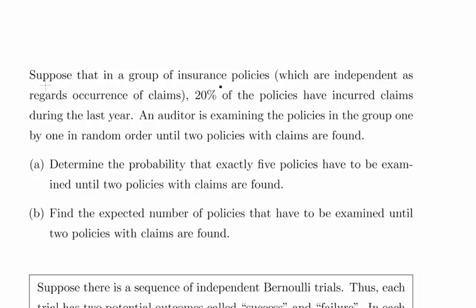So, suppose that in a group of insurance policies which are independent as regards occurrence of claims, 20% of the policies have incurred claims during the past year. So that's the probability of a success, P equals 0.2. Okay, and it's a Bernoulli trial. Yes or no outcome for a particular trial. An auditor is examining the policies in the group one by one in random order until two policies with claims are found. Determine the probability that exactly 5 policies have to be examined before 2 claims are found.